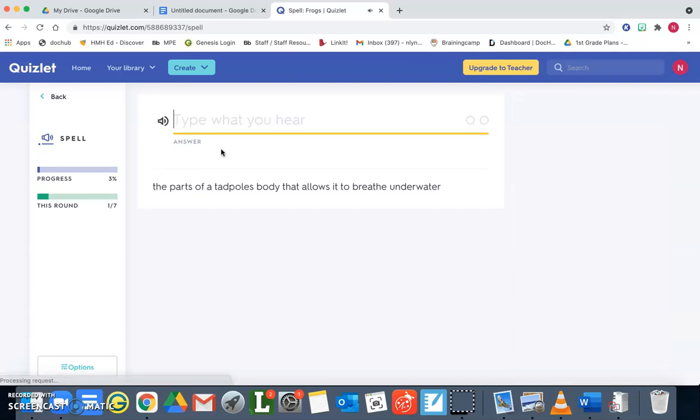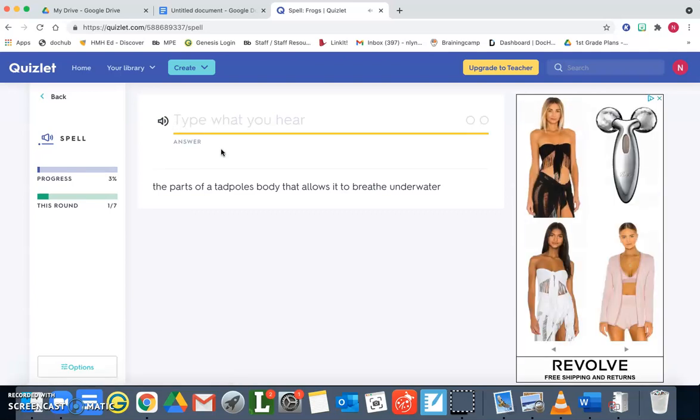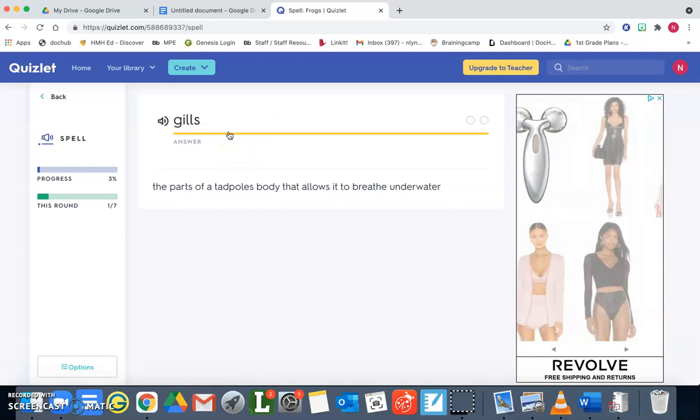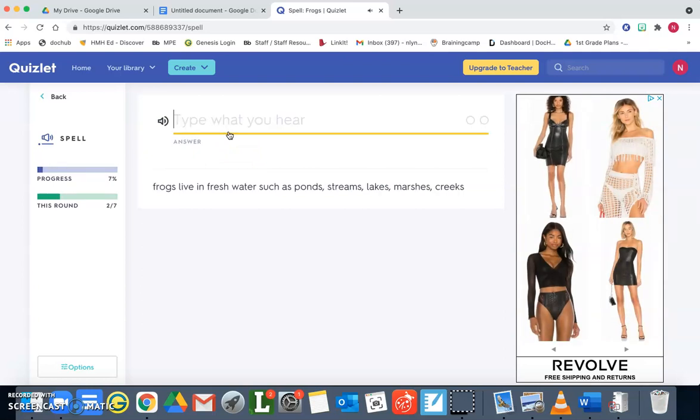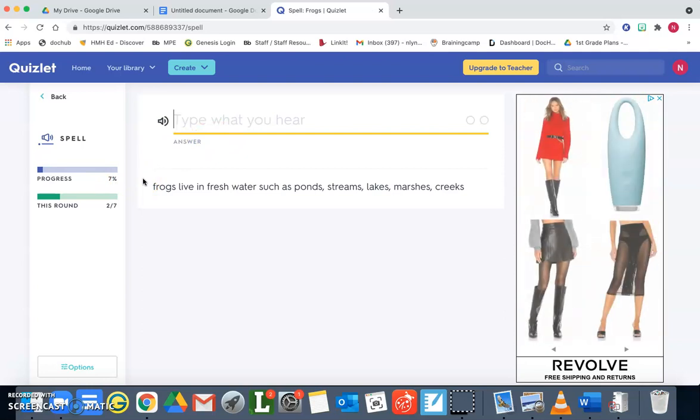Gills. And it moves you on to the next question. So if you get it correct, it just moves you on to the next one. Gills, I would have to type gills. So it depends on what's expected from the teacher. They don't have to use this mode, but on some tests, the teacher might say spelling counts. So in that case, this would be a good mode to study in.